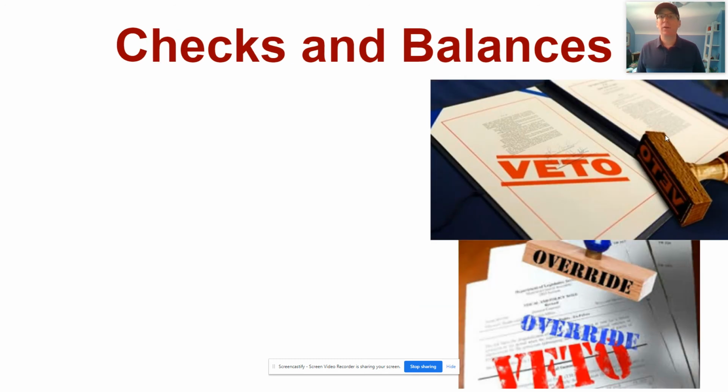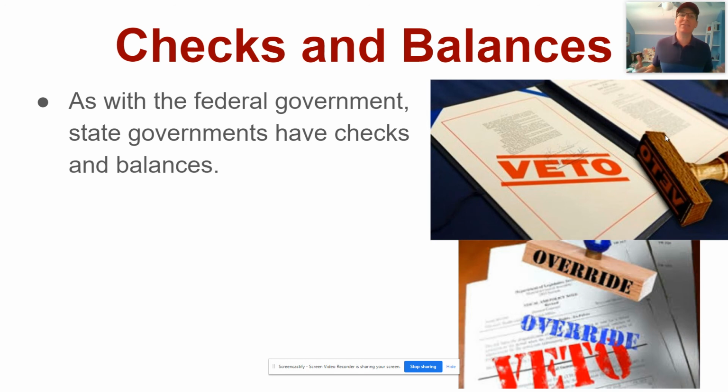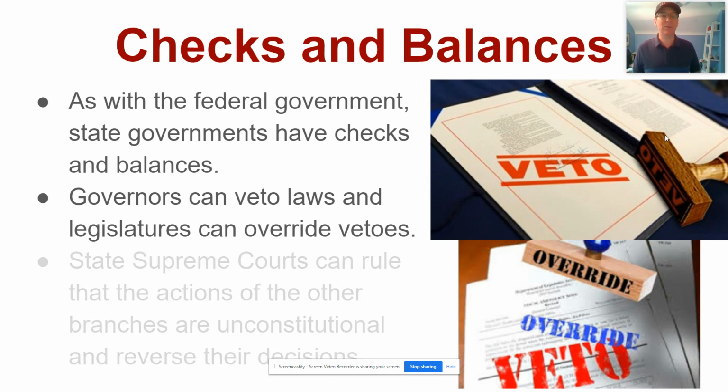All right, checks and balances, our last look. As with the federal government, state governments have a system of checks and balances in place. You'll recognize a lot of this from the federal system. Governors can veto laws, right? Legislature passes a law. I don't like it. I forbid it. I veto it. Legislatures, in most cases, can override those vetoes. If they get a supermajority within those states, usually 2/3 of state legislatures can override a governor's veto.